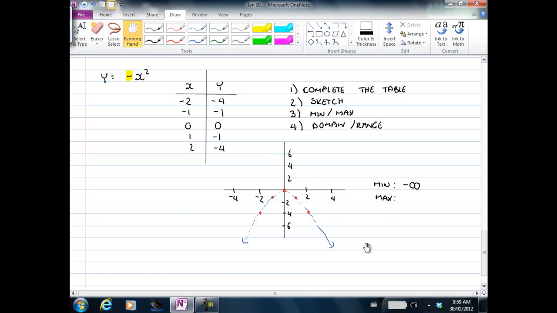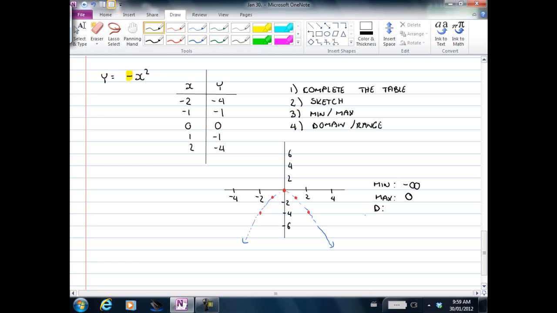Max. Jaspreet, you're up. What's your max going to be, Jaspreet? Nope. Look at what's the highest y value. So here's my graph. What's the highest y value you can have? 0. Because remember, when we're referring to max, it always refers to the y value. Done.